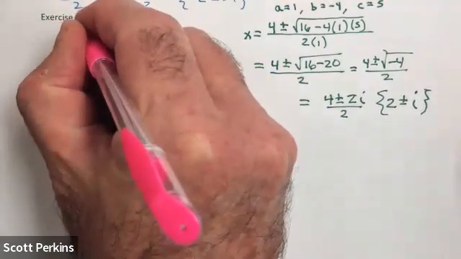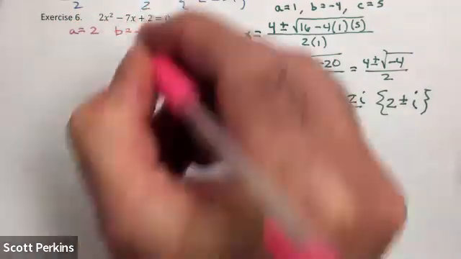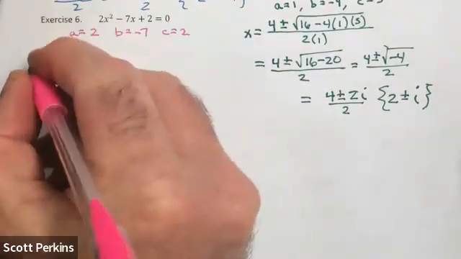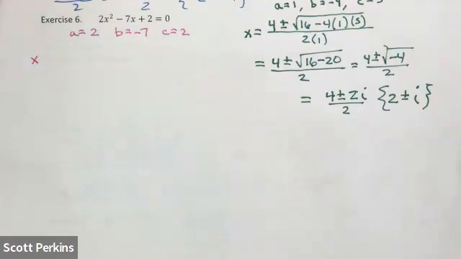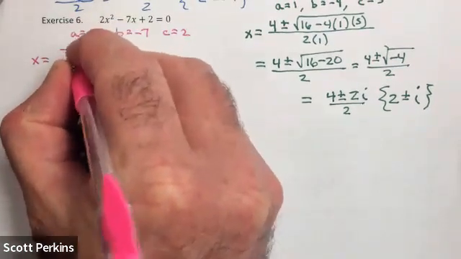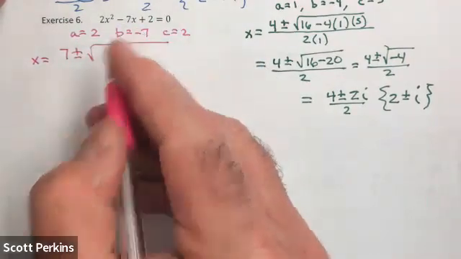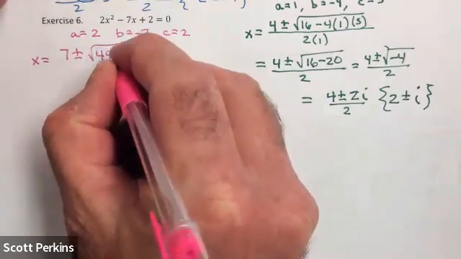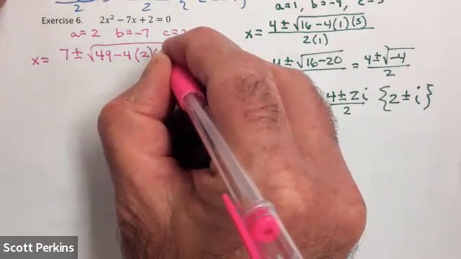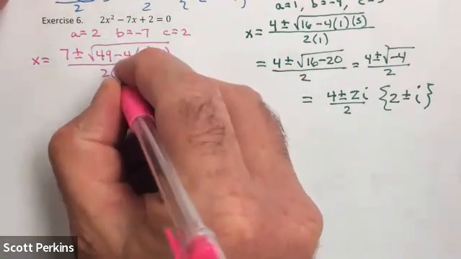All right, so here we go. The value of a on this one is 2. The value of b is -7, and c is 2, and we are ready to roll. So my solutions, my x's, are going to be -b, which is going to be 7, plus or minus the square root of b squared. -7 times -7 is 49, minus 4 times a, which is 2, and then c, which is 2. All over 2a, so 2 times 2.